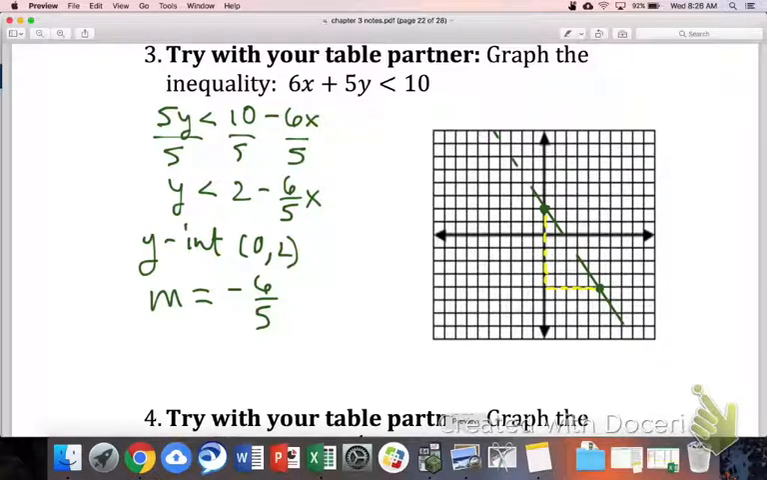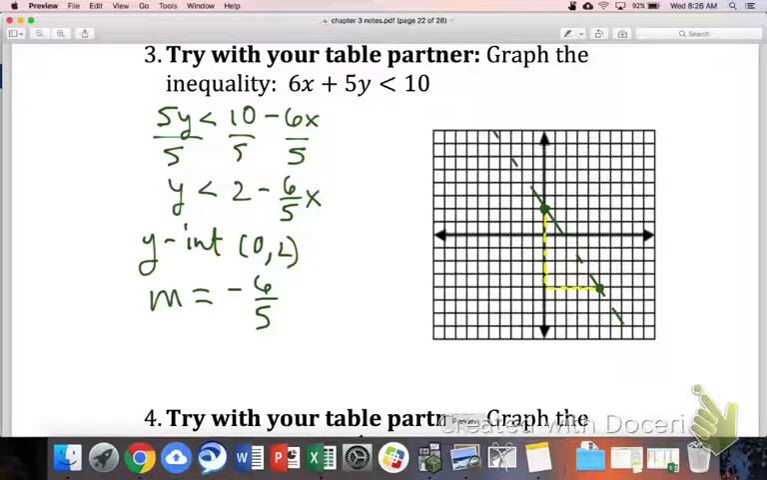I don't know if I like that. Let me change that a little bit. There we go. See how it turned into a dotted line? What that means is that the solution goes right up to the line, but doesn't include the line. And the reason why we do that is because there is not an "or equal to" on the inequality. It's simply less than.